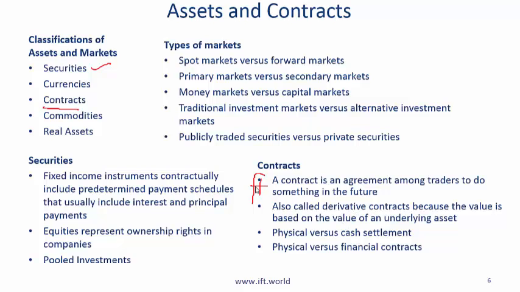This material is covered in detail in derivatives. We can also buy and sell commodities, and then we can buy and sell real assets. By real assets, we mean equipment, for example, or property.